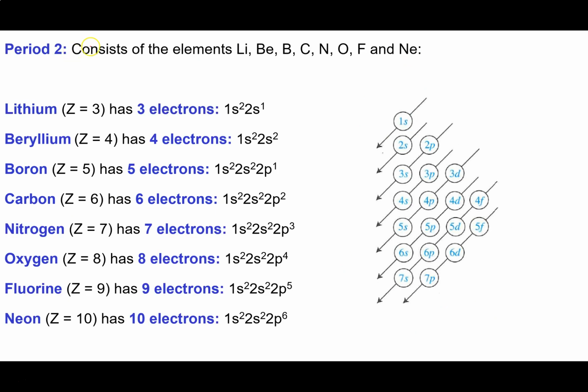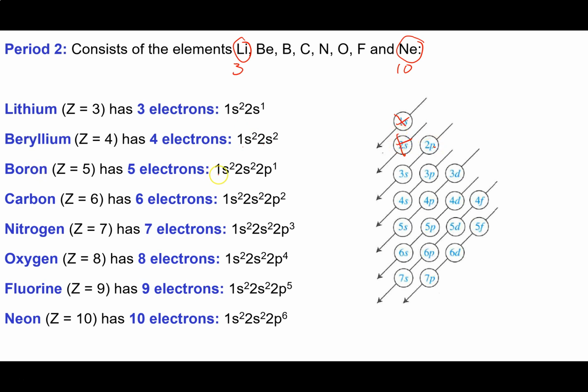So period 2 has these elements in it: lithium, beryllium, boron, carbon, nitrogen, oxygen, fluorine, and neon. Neon goes all the way up to element number 10. Lithium is element number 3. So lithium has 3 electrons, 1s2, now that's filled, 2s1. Beryllium has 4, so it's 1s2, 2s2, and now the 2s is filled, so I'm over here.